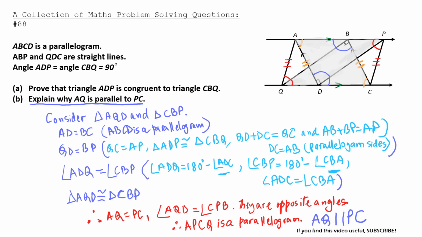If you have any other much simpler proof, please go ahead. But this is my explanation.